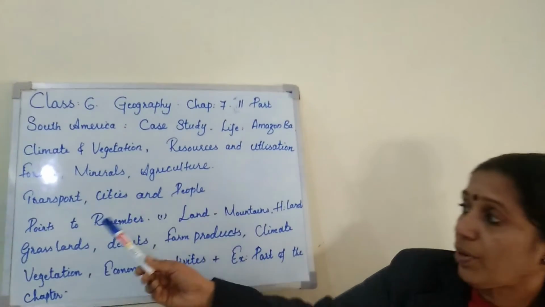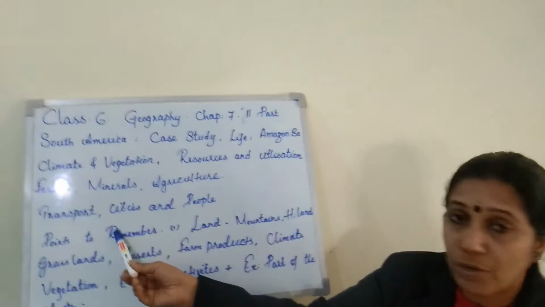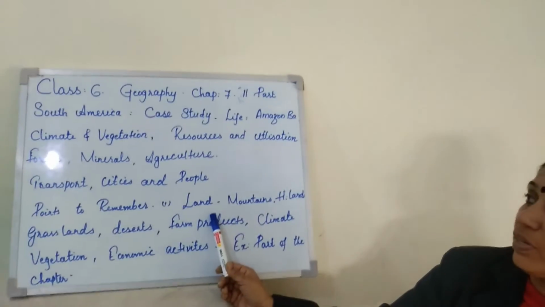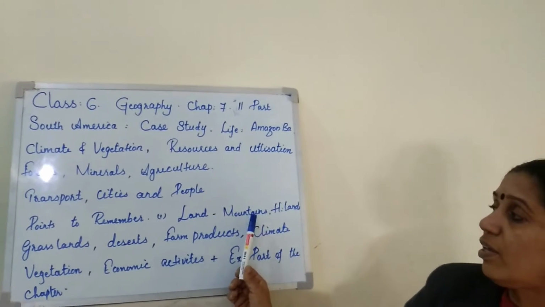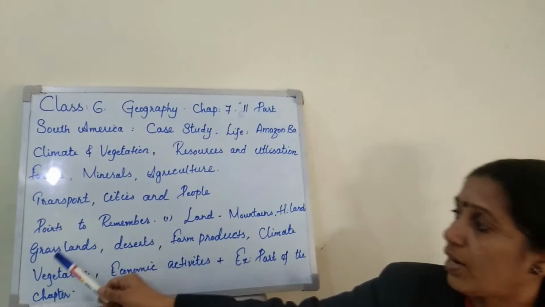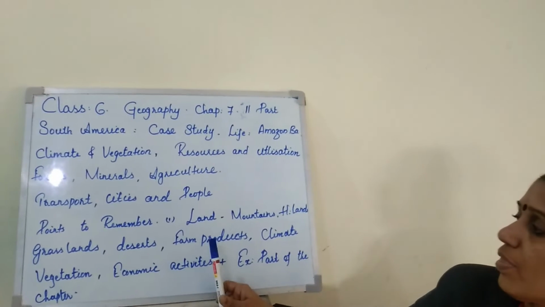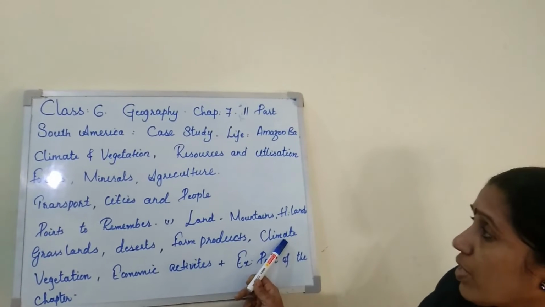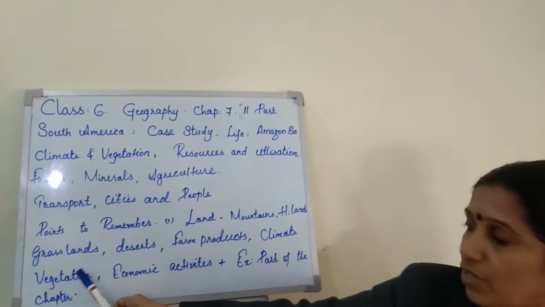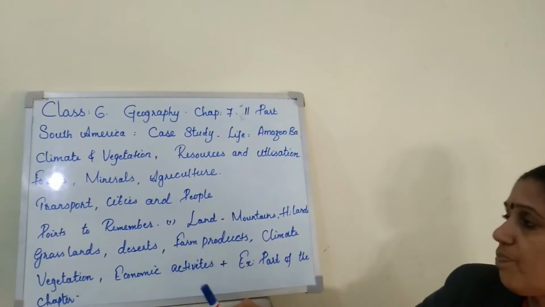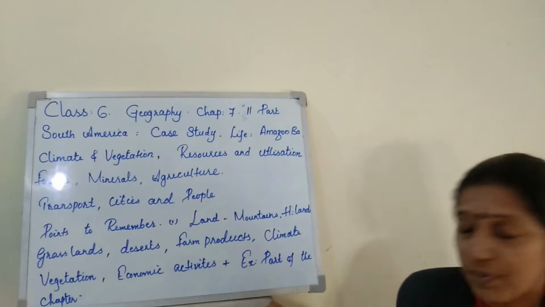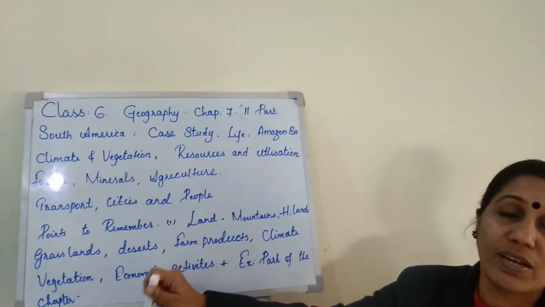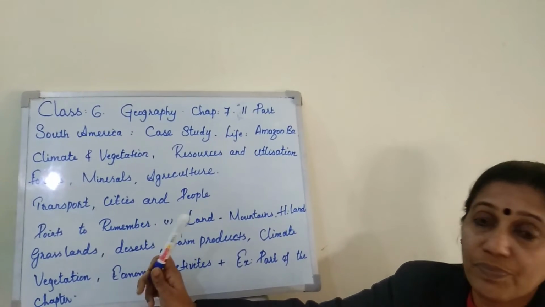And after this topic, then we will reach the points to remember part of the chapter, and the important points are mentioned here. Land of South America, mainly mountains, highlands, grasslands, deserts. Then what are the farm products available there, and what kind of climate is there, and vegetation, economic activities. So these are the contents included in this video, and after that we will discuss the exercise part of the chapter that is already uploaded in the channel.